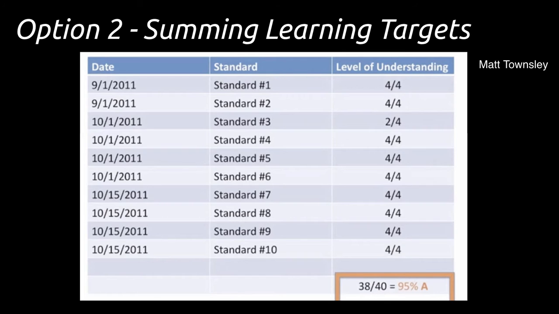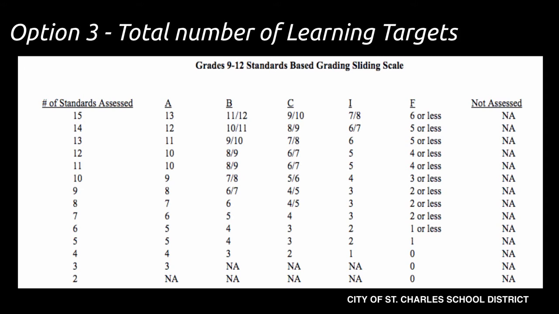Another teacher takes the sum of the scores for all of the learning targets in a grading period and then divides it by the maximum possible points. Right. So you can see this chart is showing one student. This student's gotten 4 out of 4 for almost all of the learning targets except for one of them. You got a 2 out of 4. So when you add up the score, you get a 38 out of 40, and that equates to a 95% or an A.